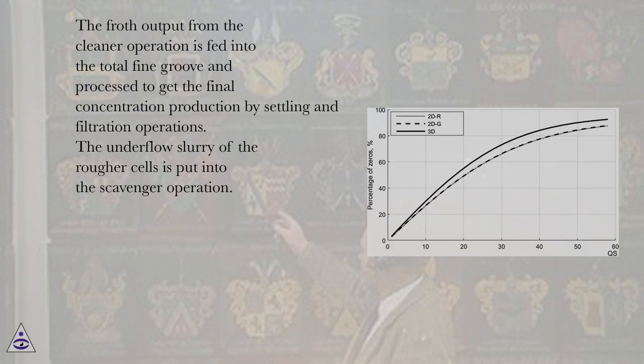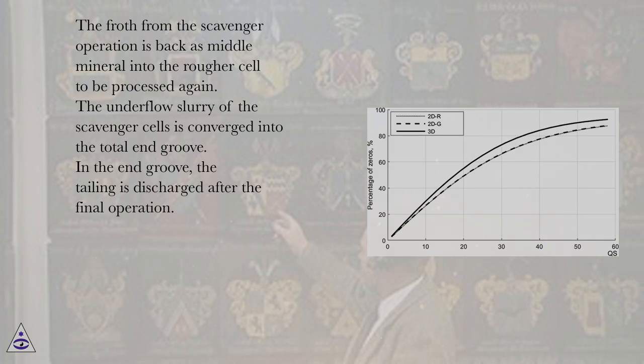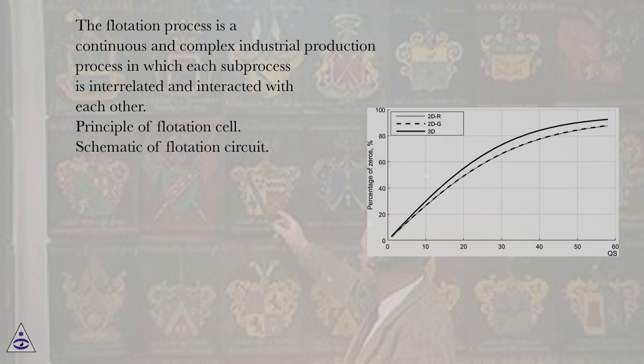The underflow slurry of the rougher cells is put into the scavenger operation. The froth from the scavenger operation is sent back as middle mineral into the rougher cell to be processed again. The underflow slurry of the scavenger cells is converged into the total end groove. In the end groove, the tailing is discharged after the final operation. The flotation process is a continuous and complex industrial production process in which each subprocess is interrelated and interacts with each other.